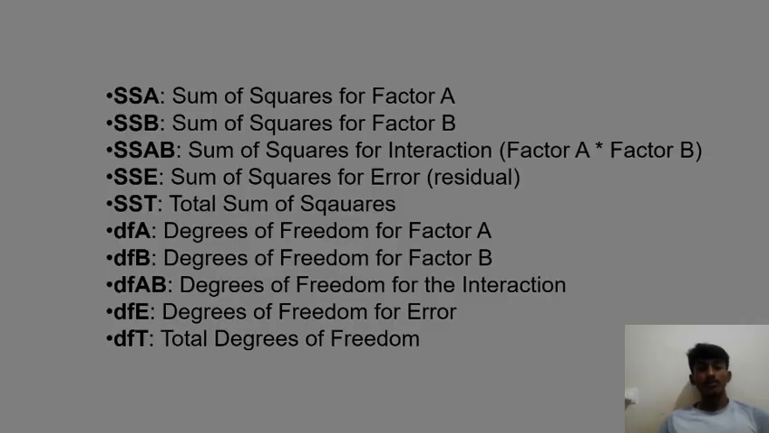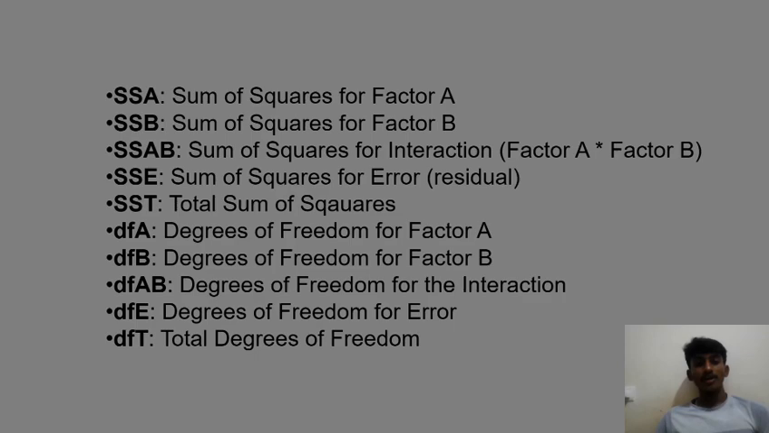SSA is the sum of squares for factor A. SSB is the sum of squares for factor B. SSAB is the sum of squares for the interaction between factor A and factor B. SSE is the sum of squares for the error. SST is the total sum of squares.